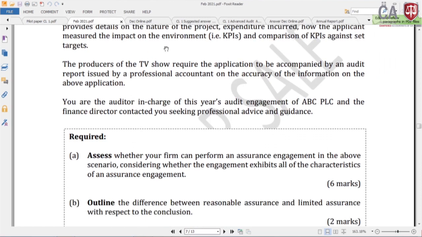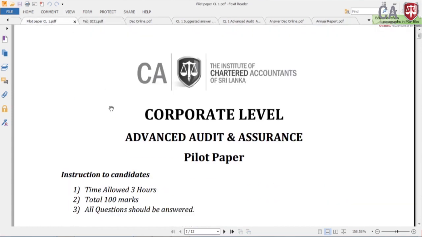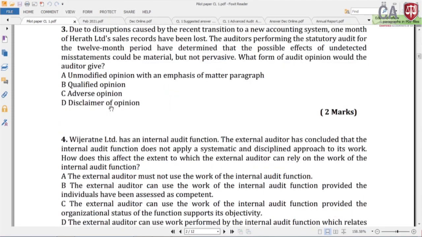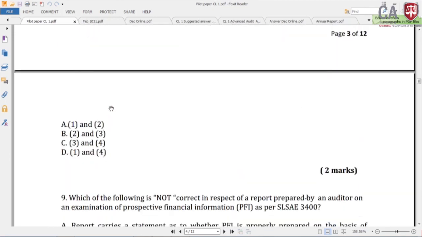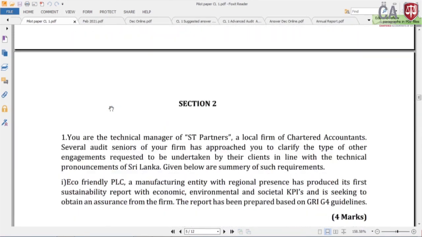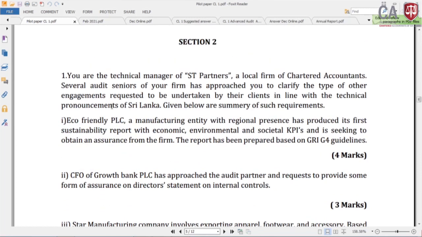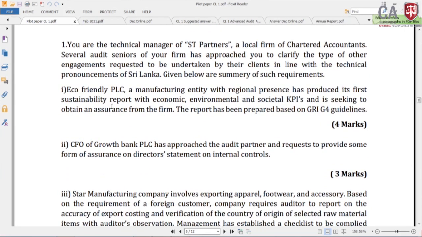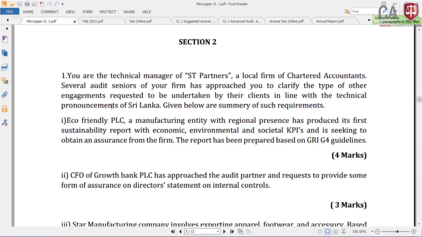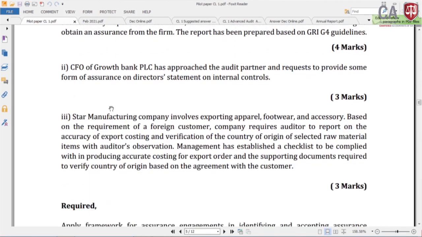If you go to another paper, just to quickly see the pilot paper, again the question has come in a similar way in section 2. I am not going to read the question because of the time constraint.